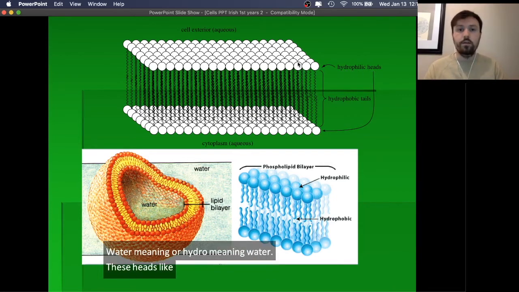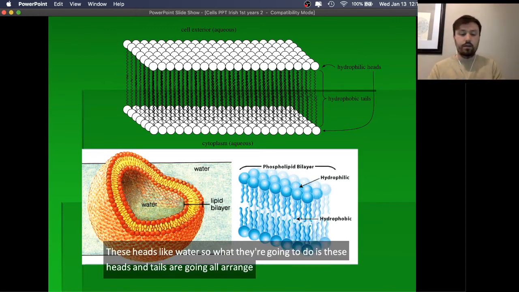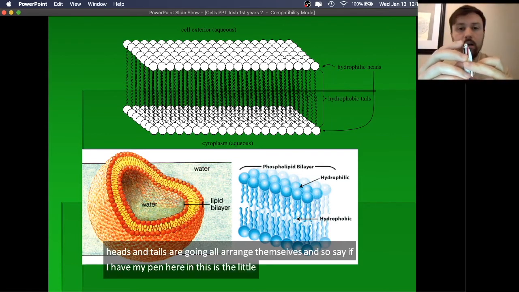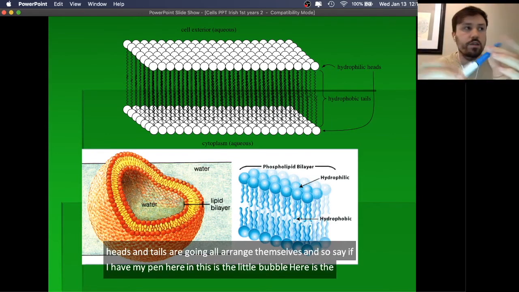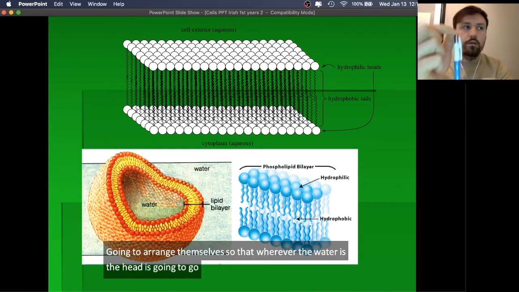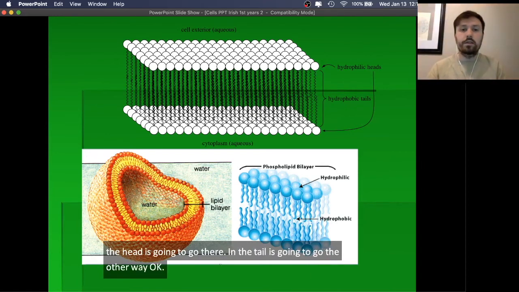So what they're going to do is these heads and tails are going to all arrange themselves. Say I have my pen here, and this little bobble here is the head. They're going to arrange themselves so that wherever the water is, the head's going to go there and the tail's going to go the other way, okay? And they do that on either side.